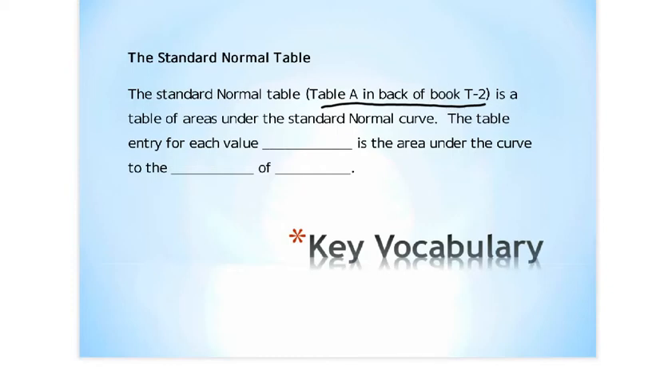So the standard normal table is a table of areas under the standard normal curve. The table entry for each value z, which remember is our standardized score, is the area under the curve to the left of z. And this is key because this is one of the biggest mistakes people make. When we look at the table, people often try to go to the right. So be very careful here. It's always to the left. To the left, to the left. Okay, never mind, I won't sing.